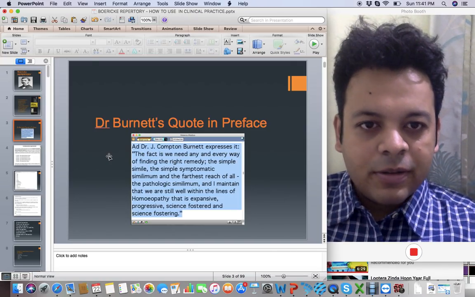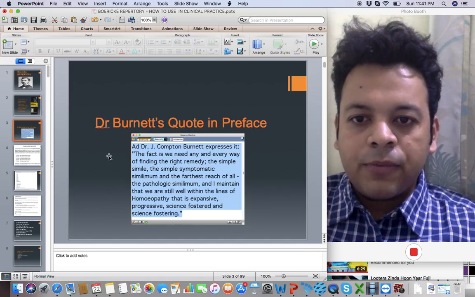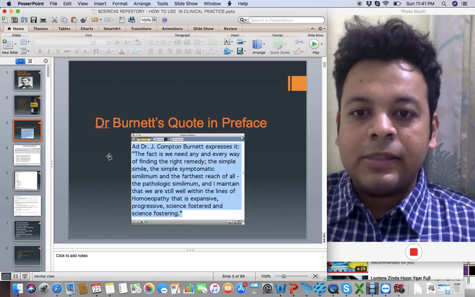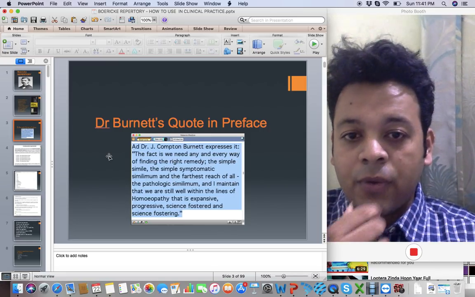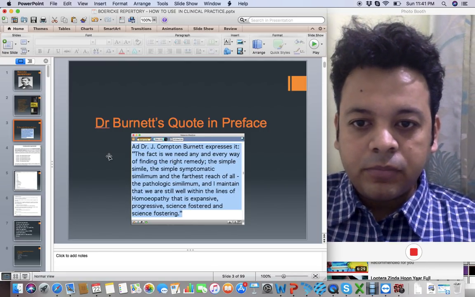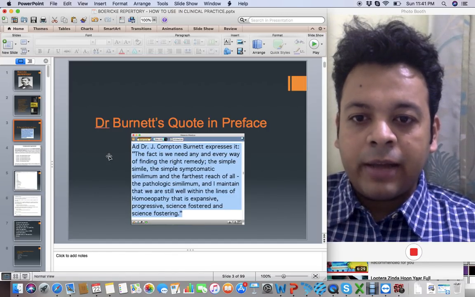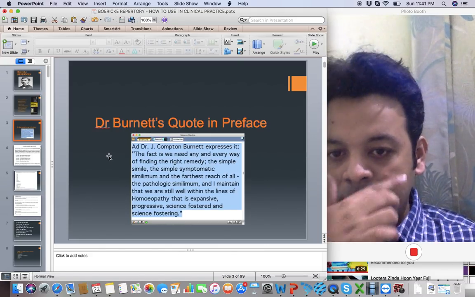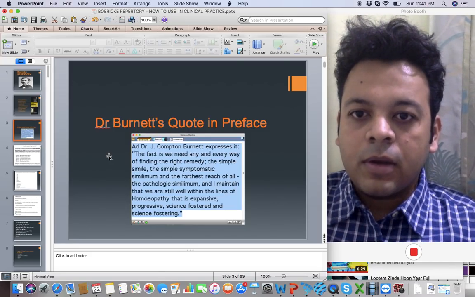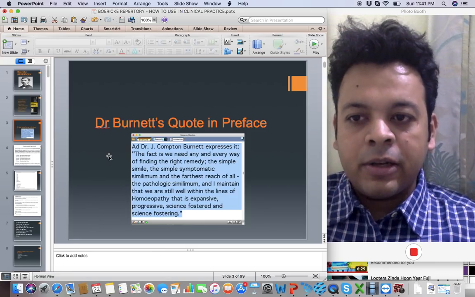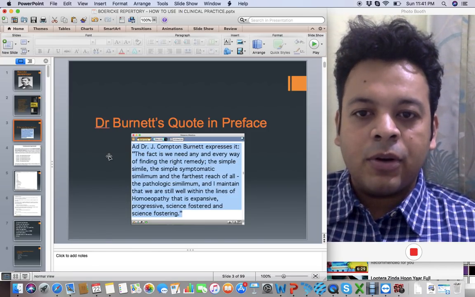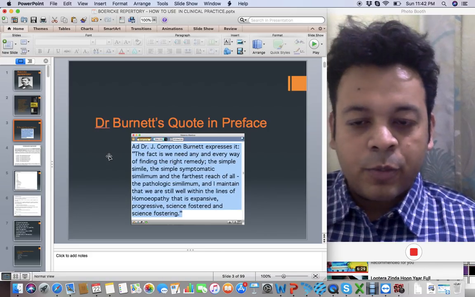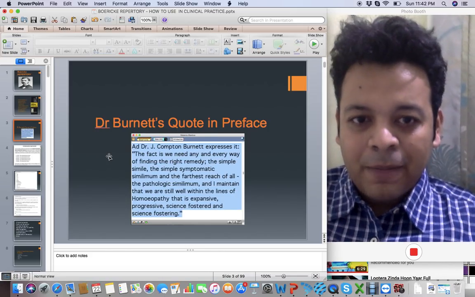Burnett writes a very interesting thing in the preface. He writes, the fact is, we need any and every way of finding the right remedy. The simple simile, the simple symptomatic simile, and farthest reach of all, the pathological simile. And I maintain that we are still well within the lines of homeopathy, that is expansive, progressive, science fostered, and science fostering. So now we know that especially we need to know all different types of repertories. And especially if we don't get a proper case history in a given case, we need to still prescribe pathologically.